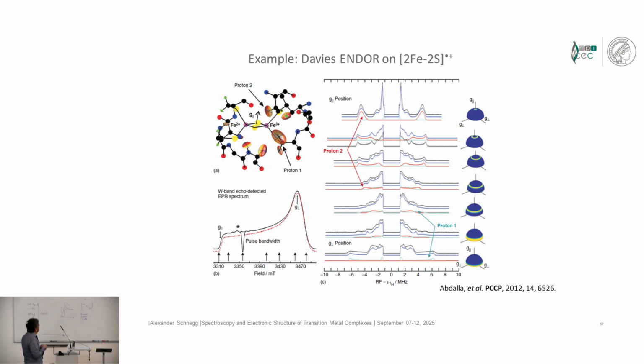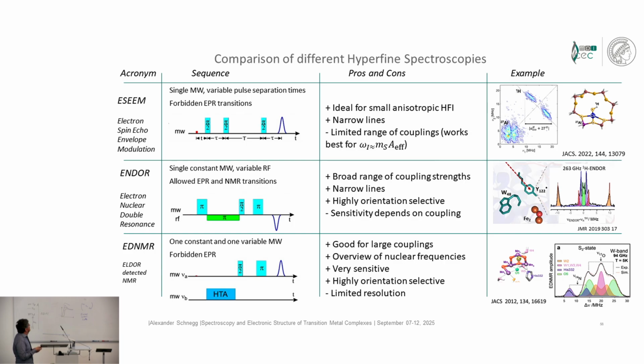And if we take ENDOR spectra at these positions, we can determine the orientation of the tensors with respect to each other. This allows us to not only determine these splittings with very high resolution, but also the relative orientation of them with each other. And this gives us single crystal-like information on the tensors, and is therefore very powerful and broadly used.